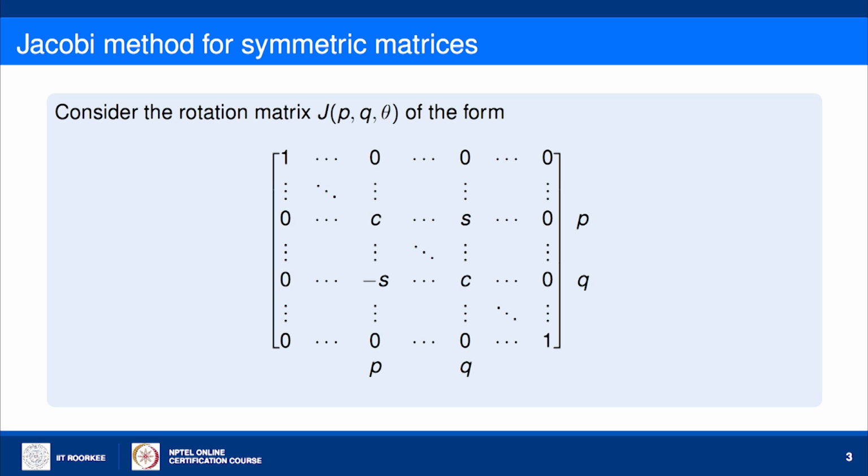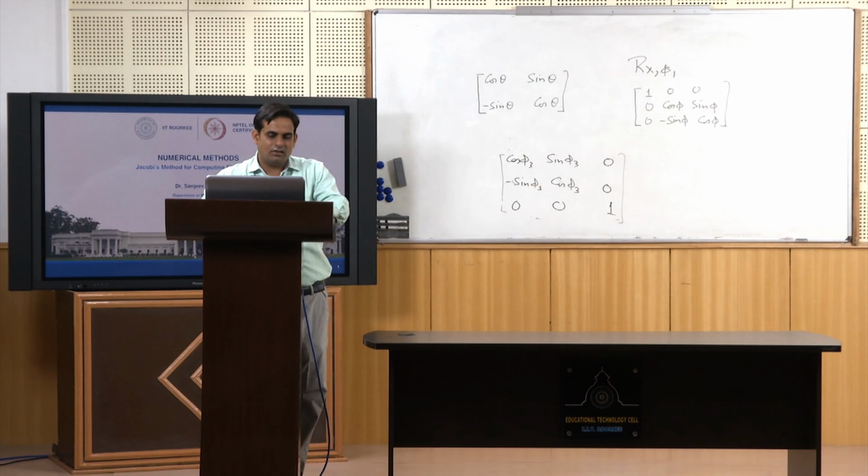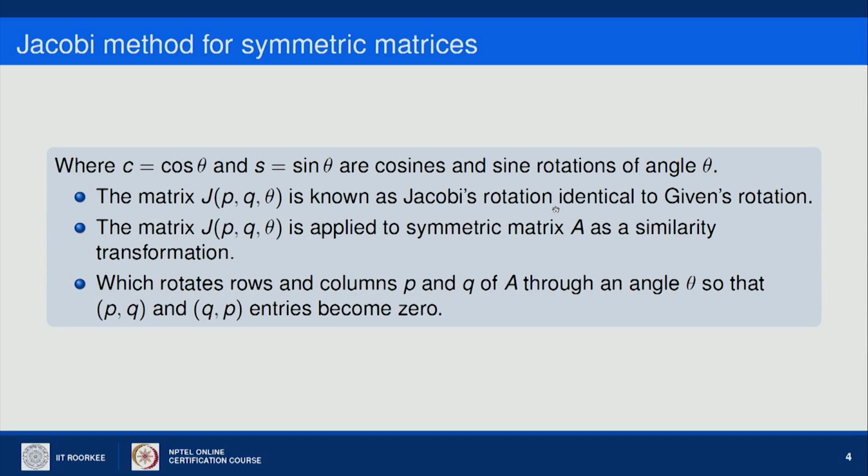Like here in the pth row I have 0 0 0, then at the intersection of the pth row and pth column it will be cos theta. At the intersection of the pth row with the qth column it will be sin theta. Similarly, at the intersection of the qth row with the pth column it will be minus sin theta, and the intersection of the qth row with the qth column will have the term cos theta. So, let us denote cos theta by C and sin theta by S. Then the matrix J p q theta is known as the Jacobi rotation matrix or Givens rotation matrix.